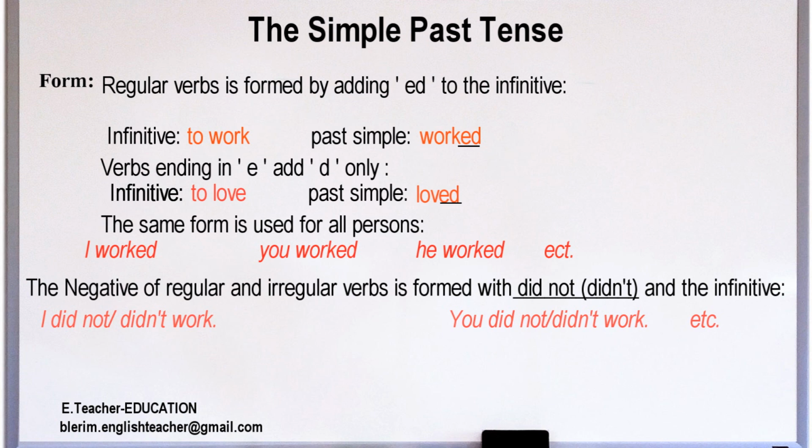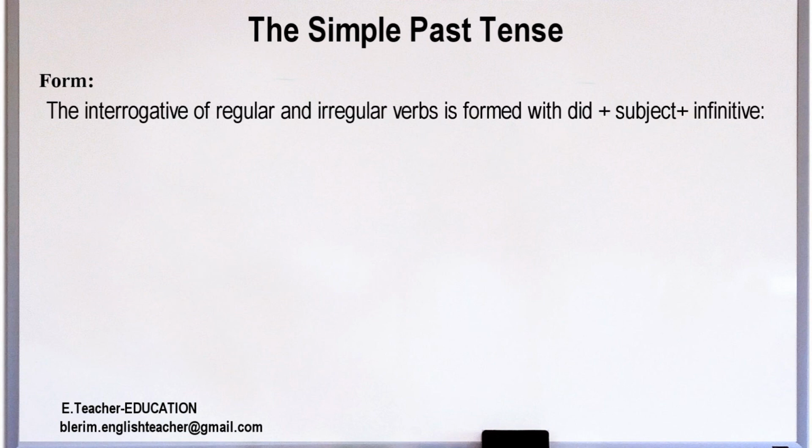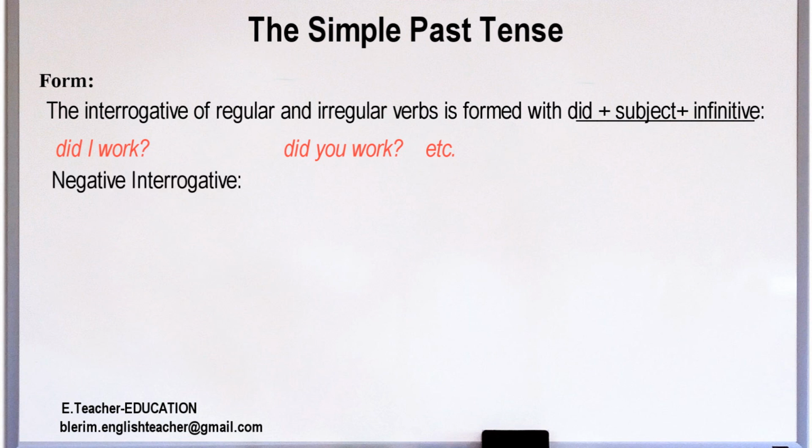But remember this. The interrogative of regular and irregular verbs is formed with did plus subject plus infinitive. For example, did I work, did you work, etc. And the last form is a negative interrogative. Did you not work or didn't you work, etc.